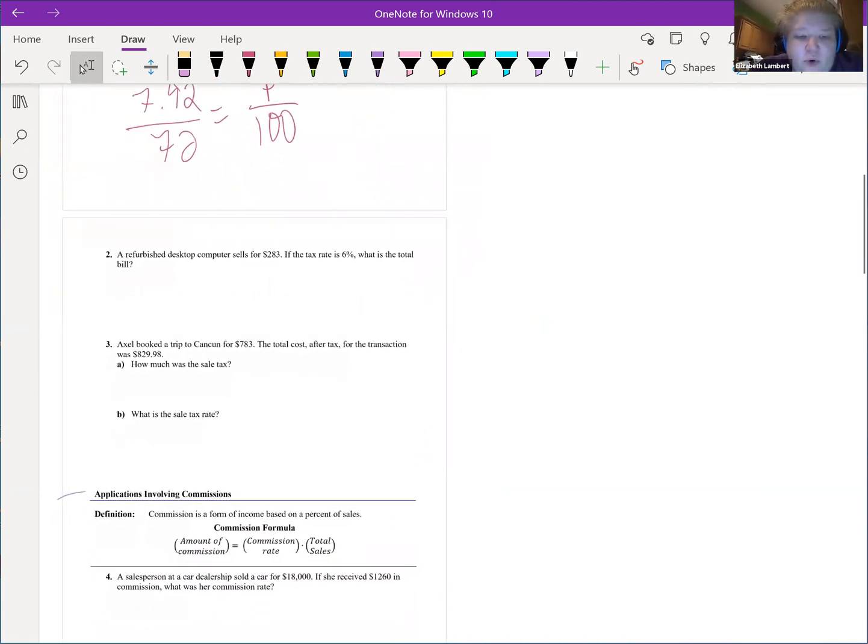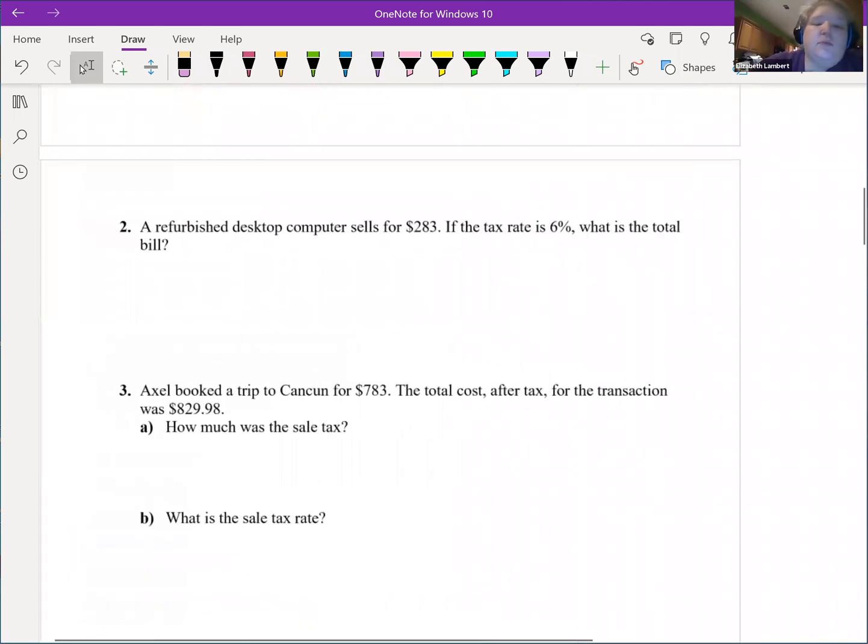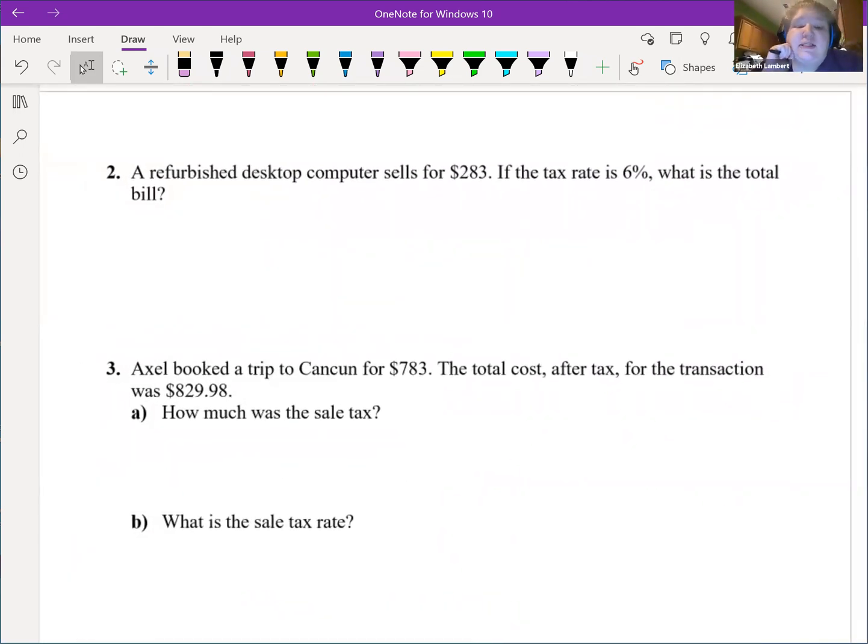Now we've got a couple more just written out. A refurbished desktop computer sells for $283. Wow, it must be as old as me. If the tax rate is 6%, what is the total bill? So they've given us the sales price, the price before tax, and the tax rate, and we have to figure out what the final amount is. So we have to figure out what 6% of 283 is, and then add it to 283.